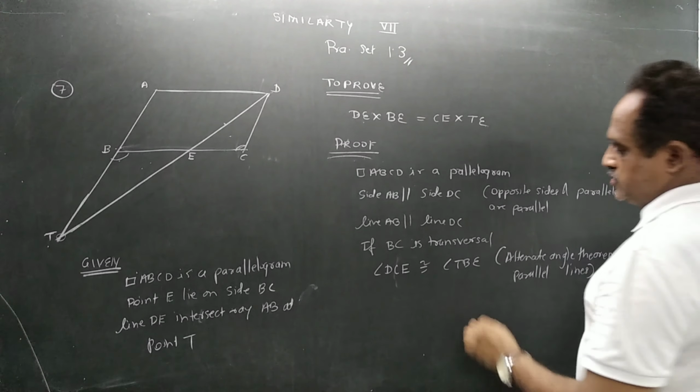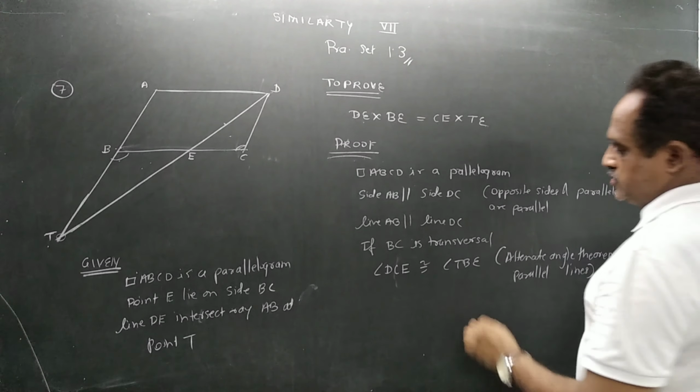See, if I write vertically opposite, I'll get the marks. Every time you write the property, vertically opposite angles are congruent. See, now what did you get then? Triangle DEC is similar to triangle TEB by AA test.